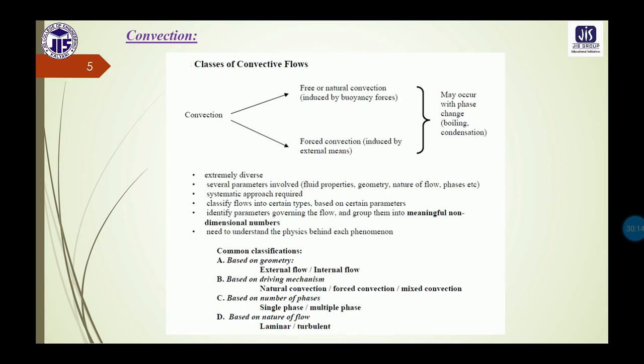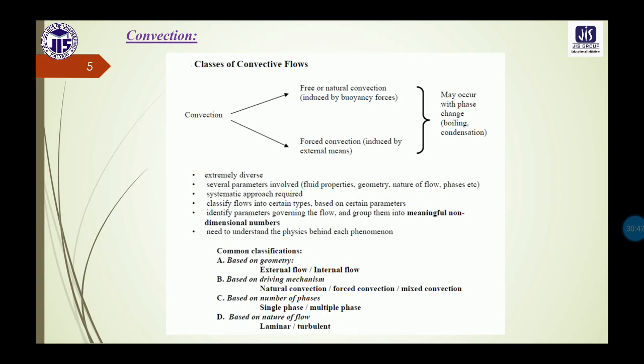Now convective flow is extremely diverse. There are several parameters involved, like fluid properties, geometry, nature of flow, phases, etc. A systematic approach is required. Next, we identify the parameters governing the flow and group them into meaningful non-dimensional numbers, and we need to understand the physics behind each phenomenon. These are the things that we need to carefully examine.